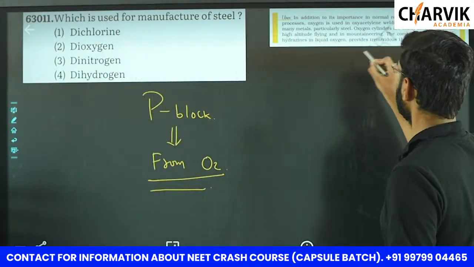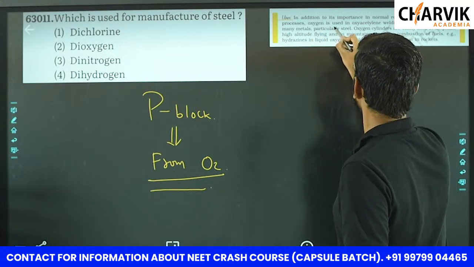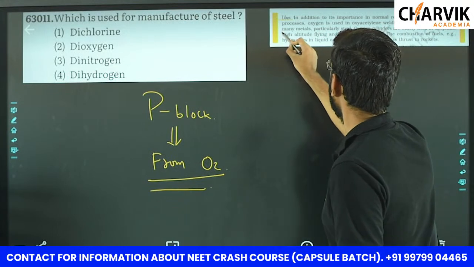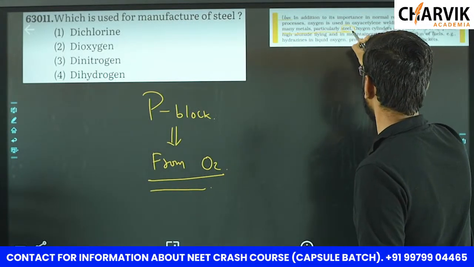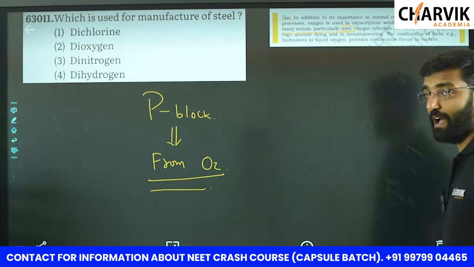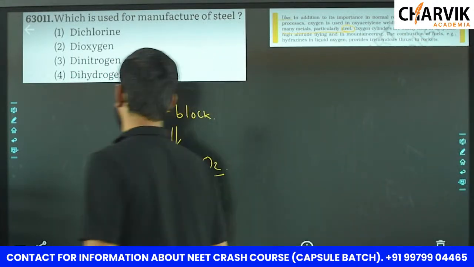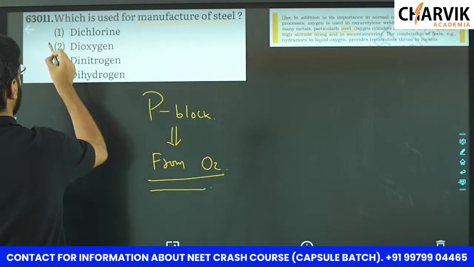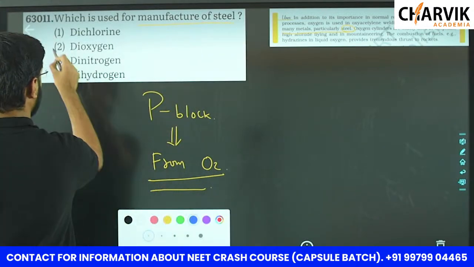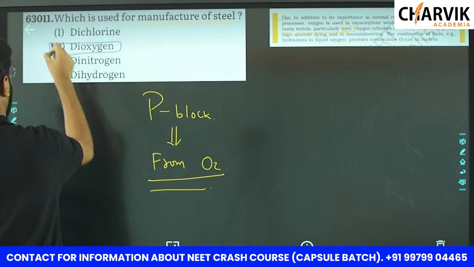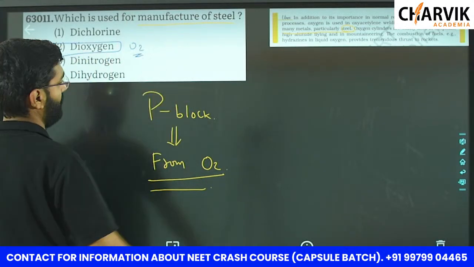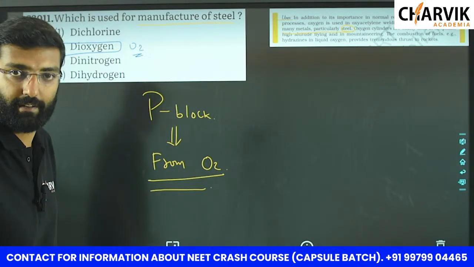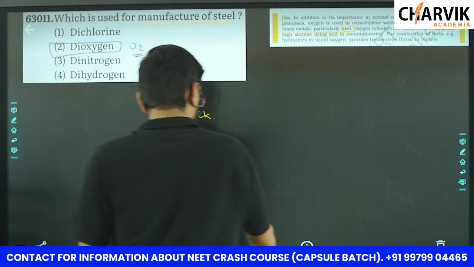Here you can see that in the manufacture of many metals, particularly steel, use of dioxygen is important. So your correct option is second, O2, right? Correct option is O2, dioxygen. Simple, from NCERT. Okay, move to next question.